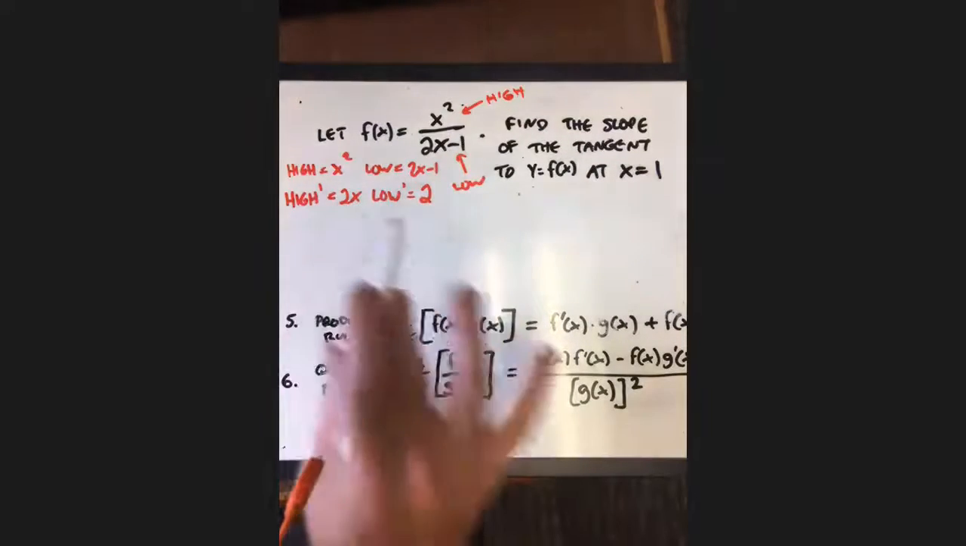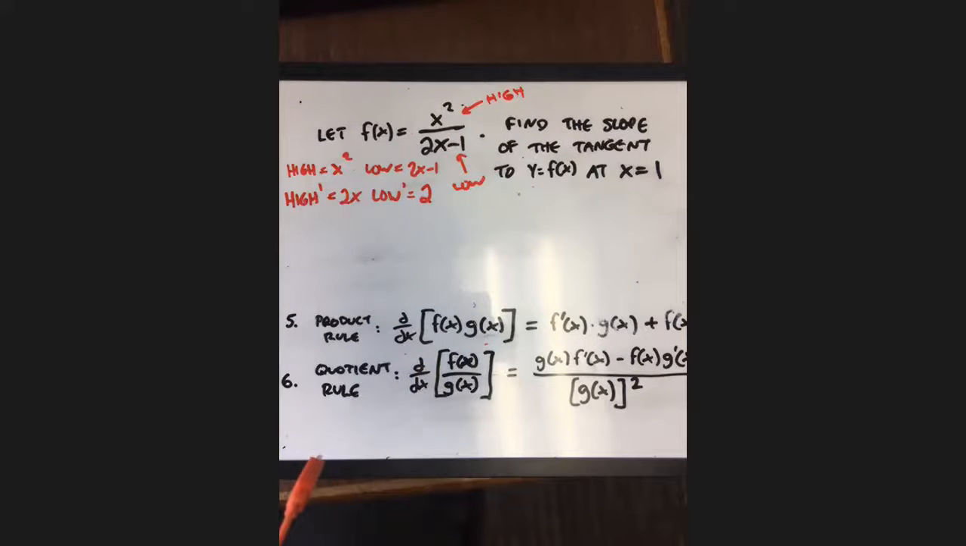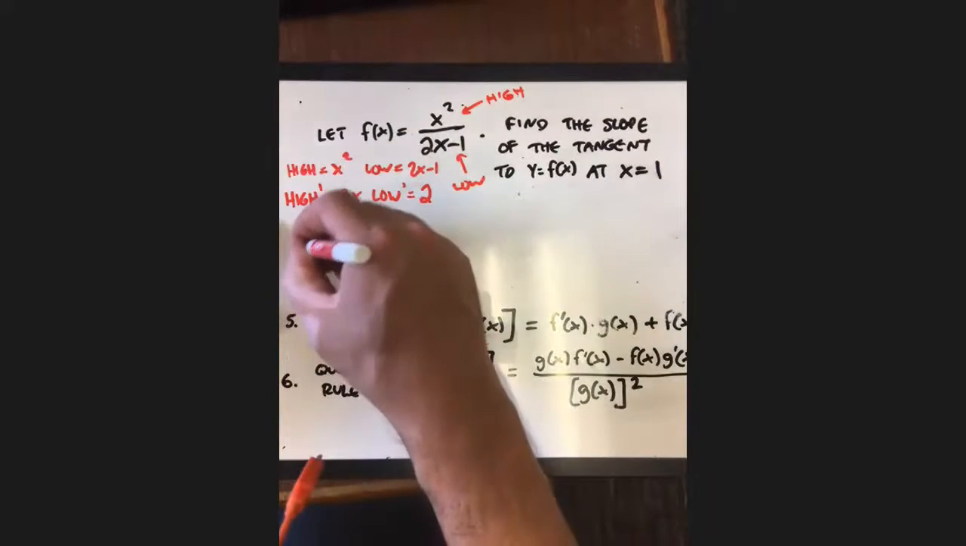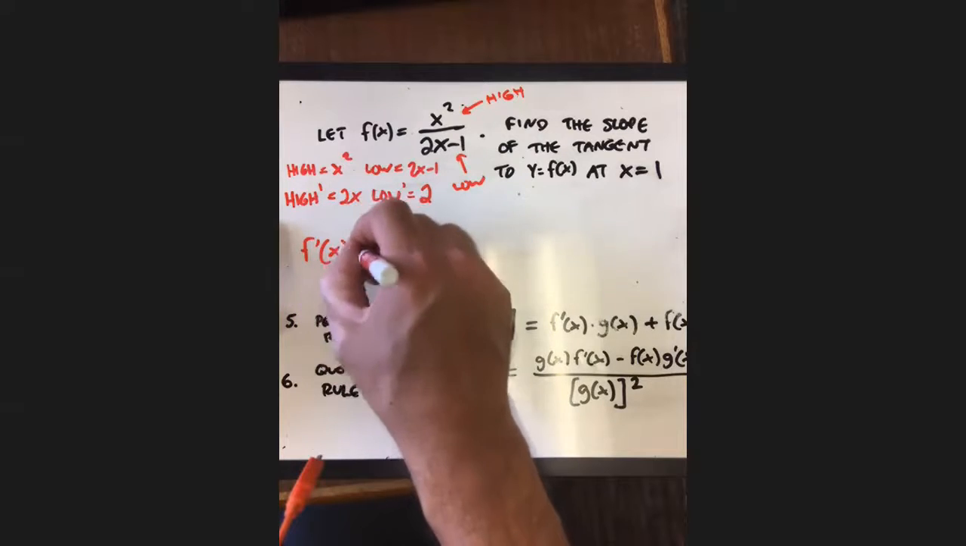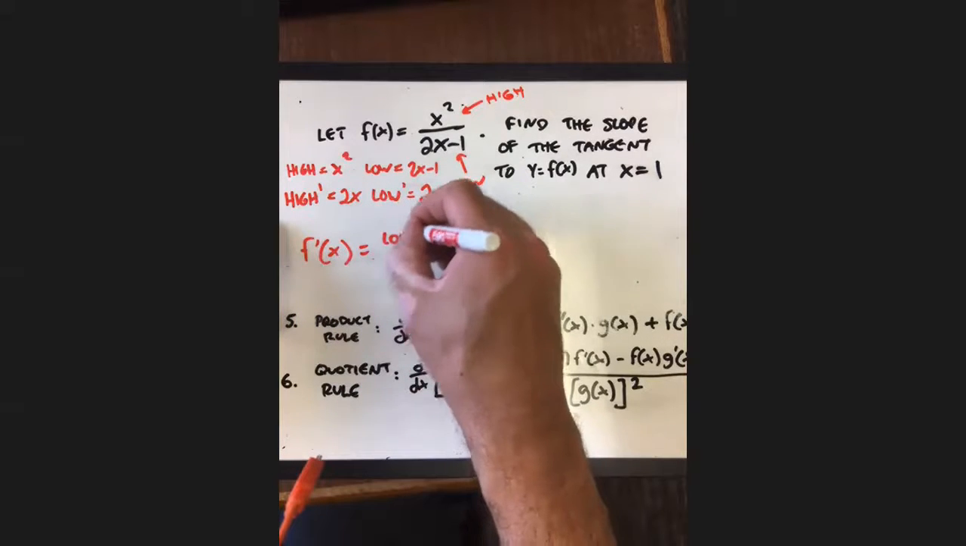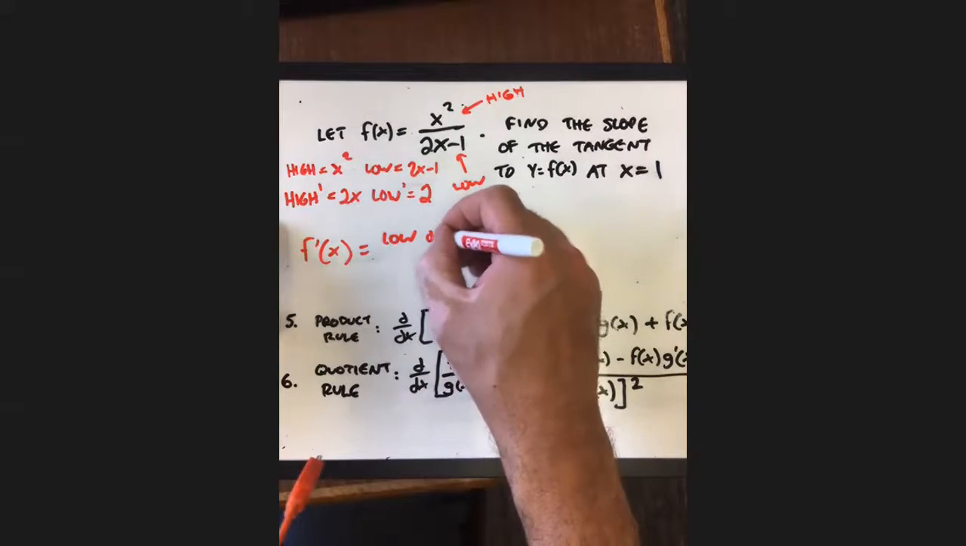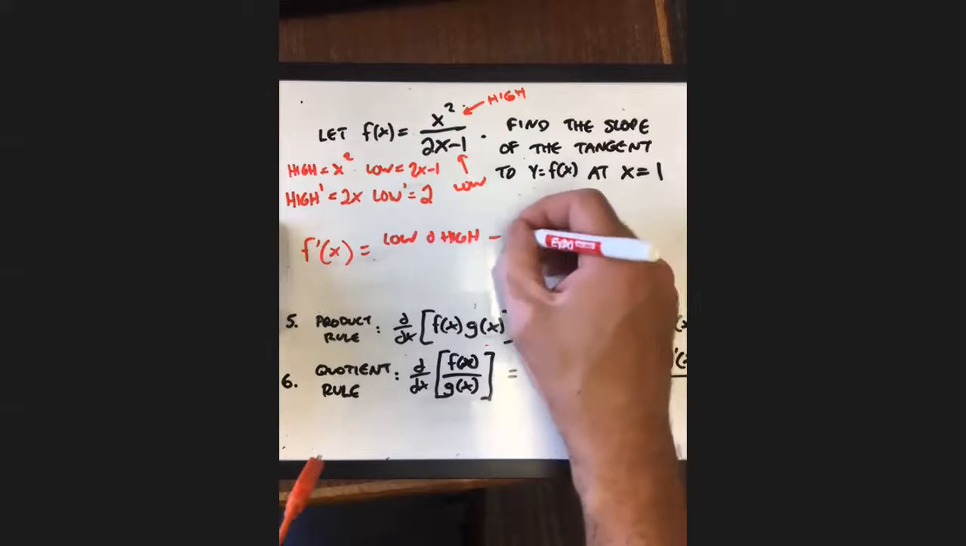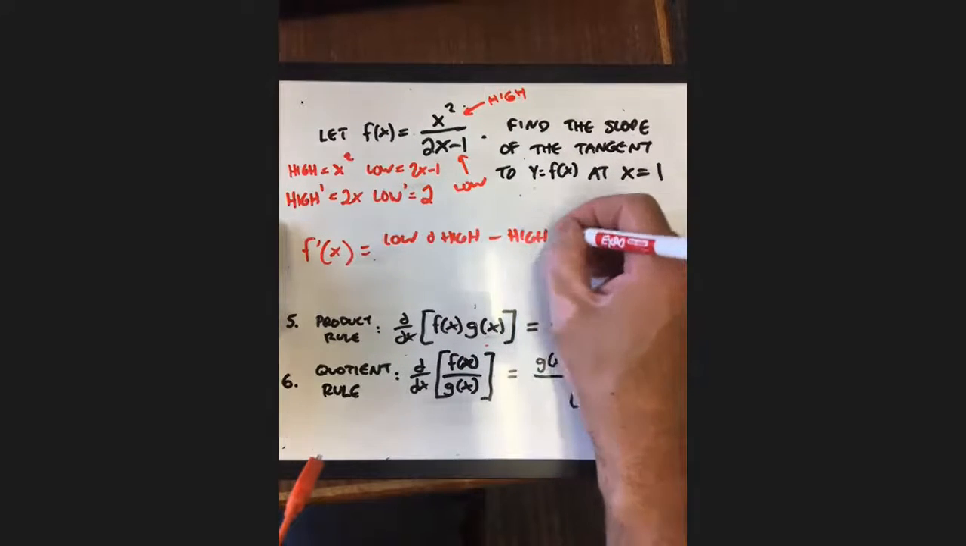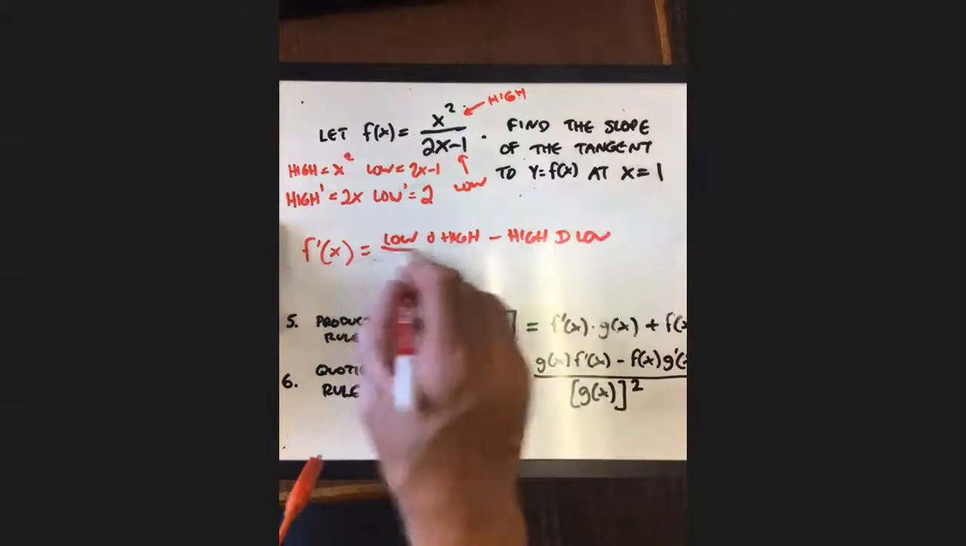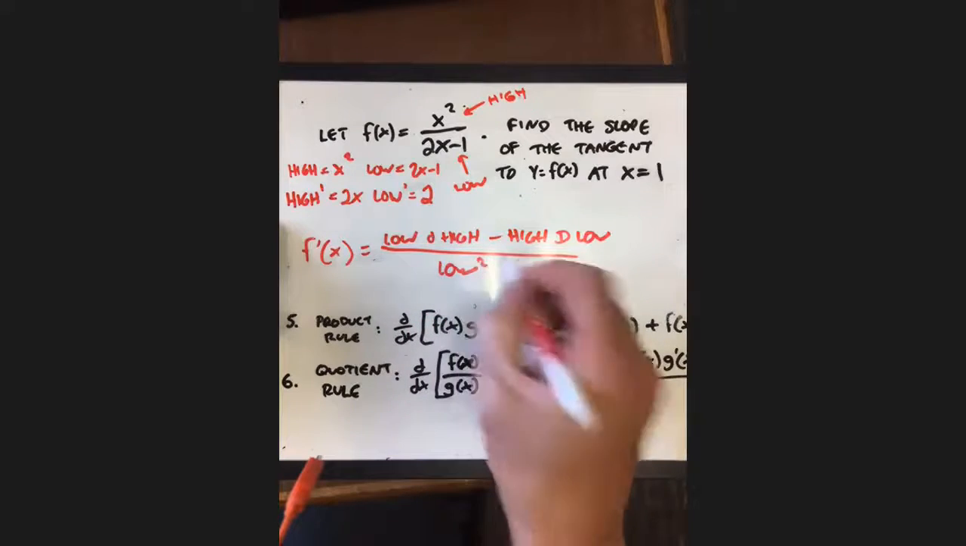So now I have these four pieces. I have high, low, d high, and d low. All I have to do then is put them into my formula here. I'm going to write it. So what do we say? We say low, d high, minus high, d low, all over low squared.